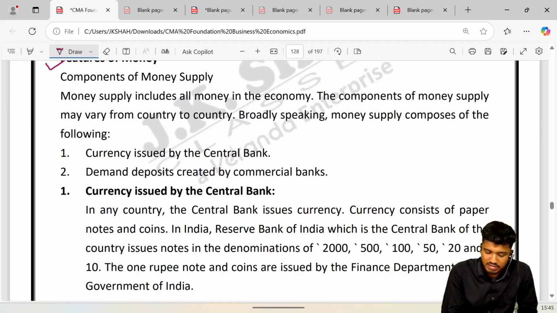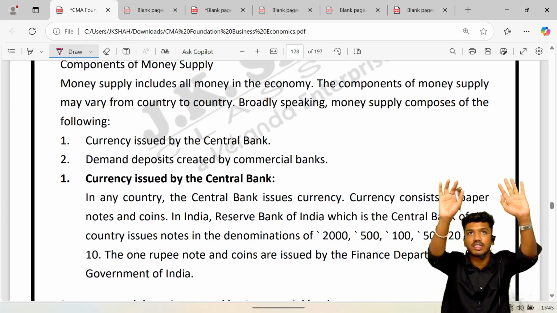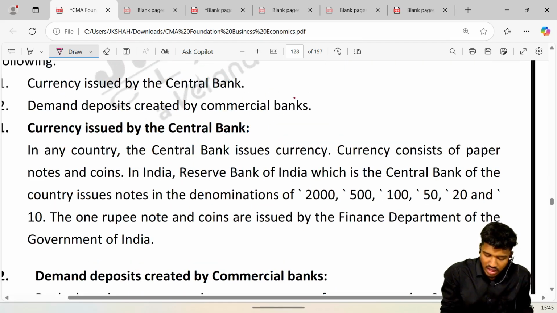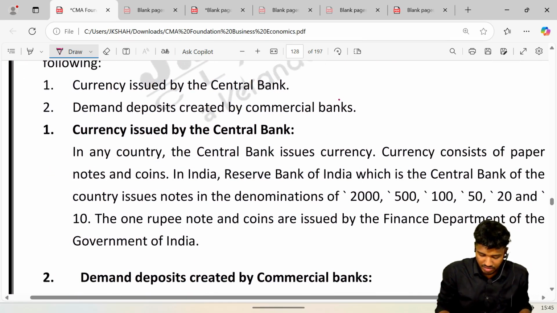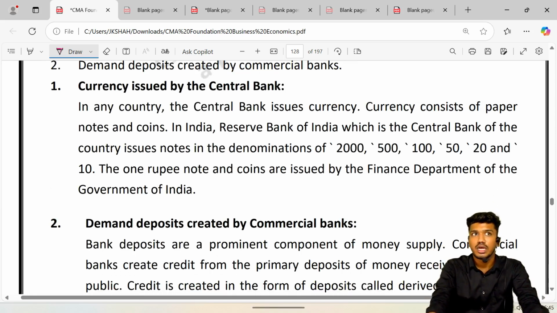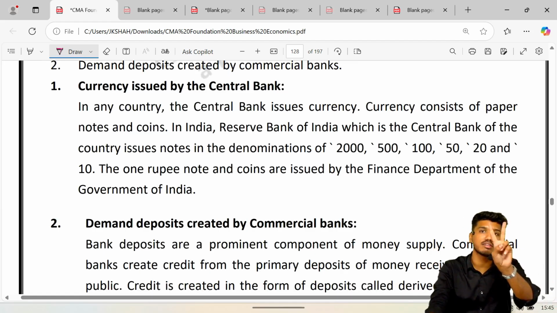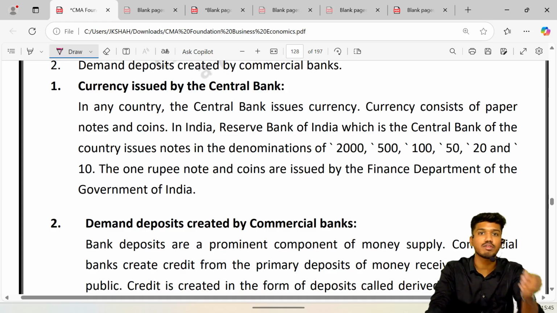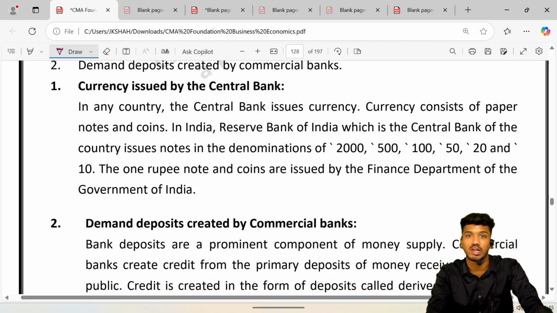Guys, money supply includes, okay. Broadly speaking, there are two types of money. That is one which is being issued by central bank and another which is being created by commercial bank. So there are two components of money. You guys tell me, money issuing authority in our country there is two. Yes, currency notes are being issued by Reserve Bank of India. But in the case of coins and 1 rupee note, it is being issued by Government of India.